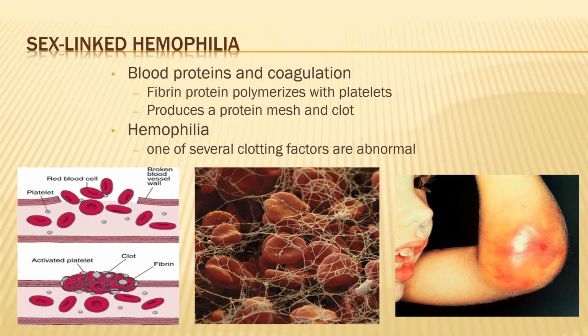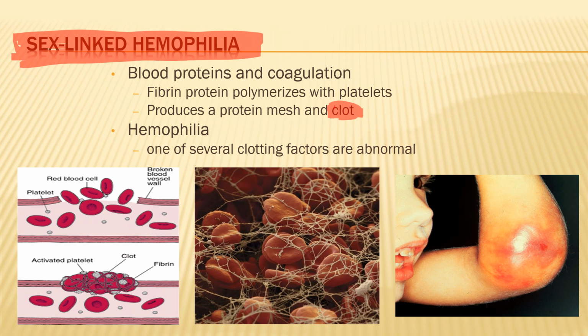A much more serious disorder is hemophilia. There are a couple different types of hemophilia, but the more common type is sex-linked on the X chromosome. So again, it's much more common in males than females. Hemophilia is a disorder in blood clotting, so that if you have hemophilia, you're not able to form blood clots.